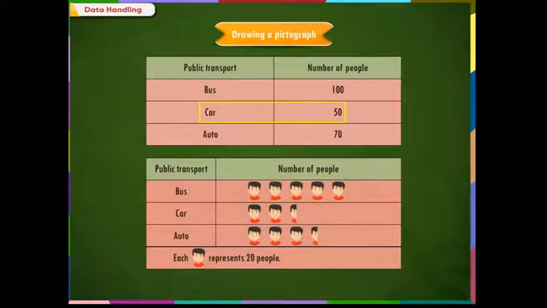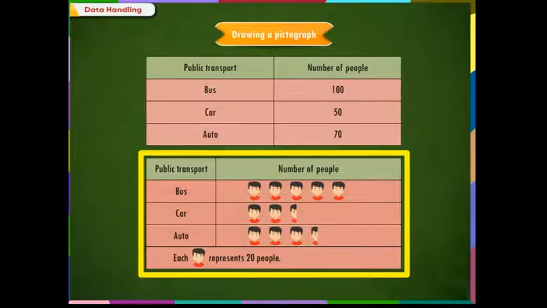The public transport car was used by 50 people. If one picture represents 20 people, then 2 pictures will represent 40 people and half picture would represent 10 people, making a total of 50 people. The public transport auto was used by 70 people. If one picture represents 20 people and half picture would represent 10 people, making a total of 70 people. Thus, we have been able to draw a pictograph.